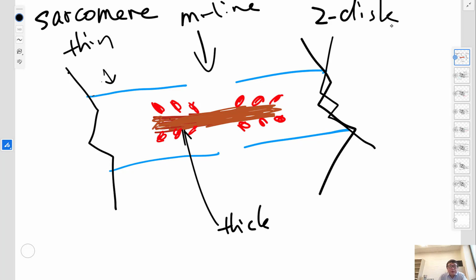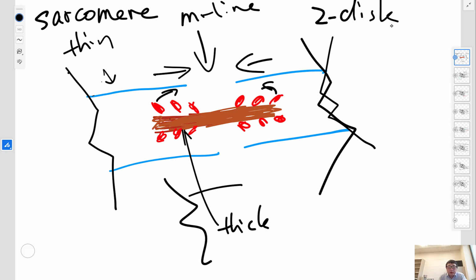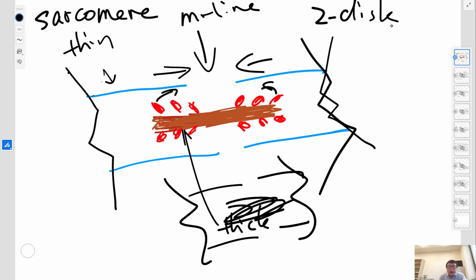And then when the heads of the myosin bind inward, both groups of the actin will go forward and become closer to each other. And this is how the sarcomere can contract.